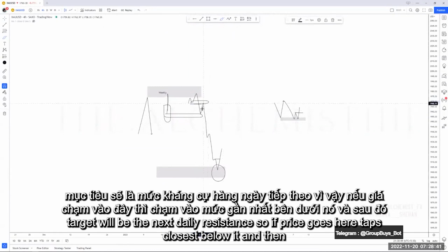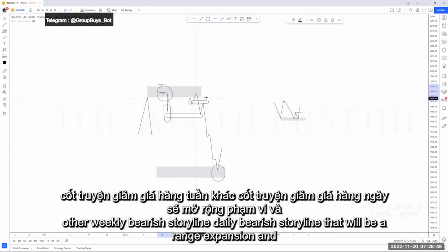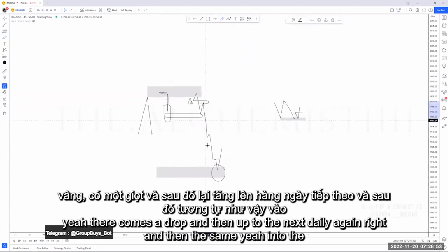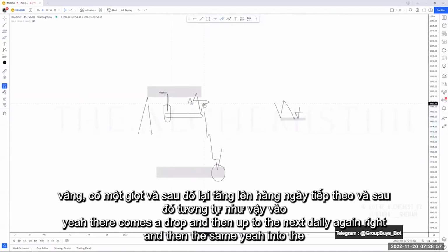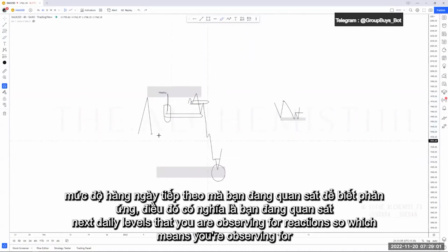So if price goes here, taps, closes below it, and then on one time frame you get a bearish break, now what do you know? Time frames are agreeing with each other. Weekly bearish storyline, daily bearish storyline. That will be a range expansion and then dropping. There comes a drop. Okay, and then up to the next daily again, right? And then the same, into the next daily levels that you are observing for reactions.